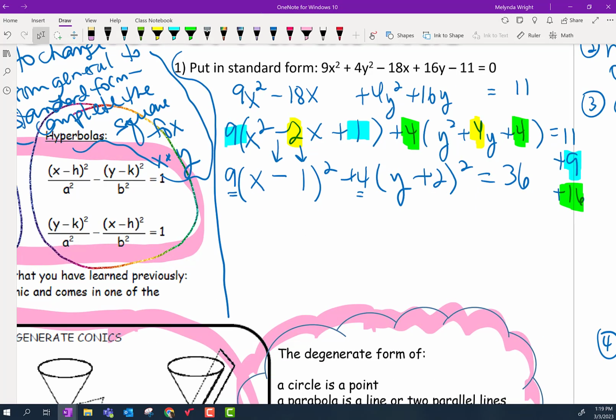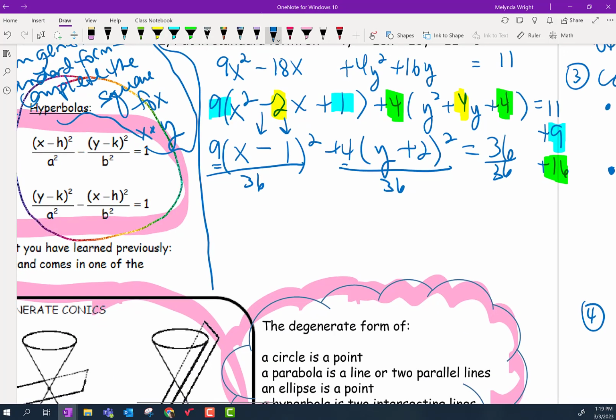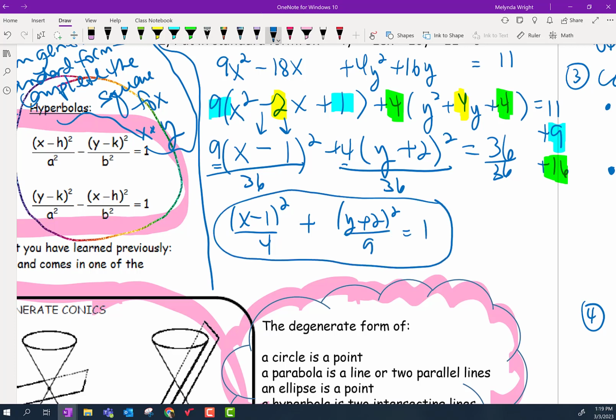I've got to divide everything by 36 so that I'm equal to 1. So 9 goes into 36 4 times, so I have x minus 1 squared over 4 plus 4 goes into 36 9 times, y plus 2 squared over 9 equals 1. And now I'm in proper form. Now, we're going to go over ellipses at a different date. We're not going to do that right now. I just wanted you to be familiar with writing things in standard form as an overview.